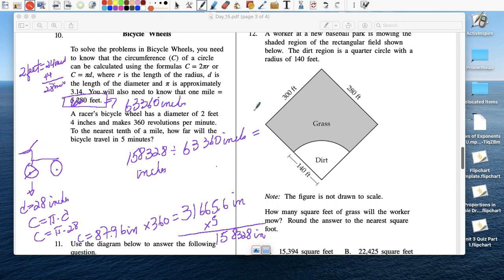So if I divide those two, 158,328 divided by 63,360, I get 2.5. I'm rounding this to the nearest tenth of a mile. Okay, so 2.5 miles. That makes more sense.